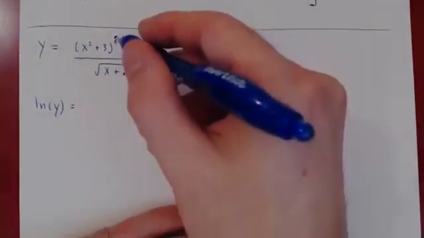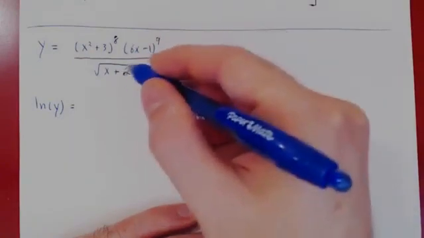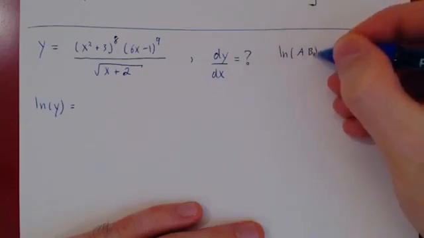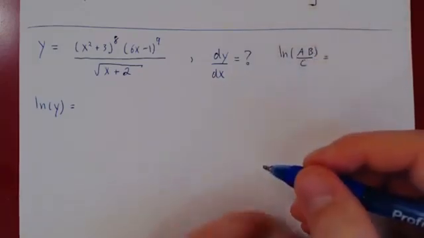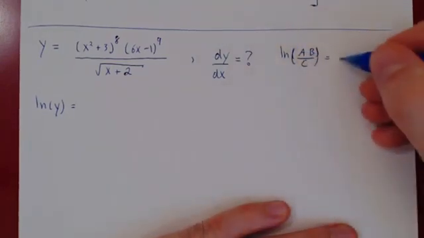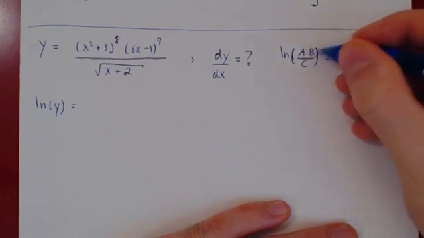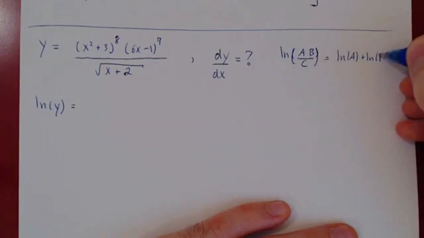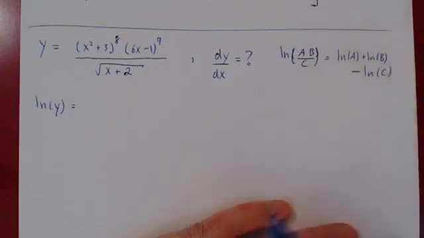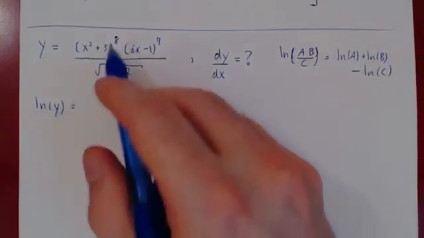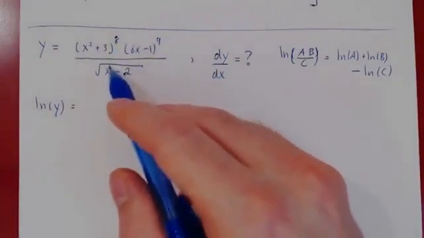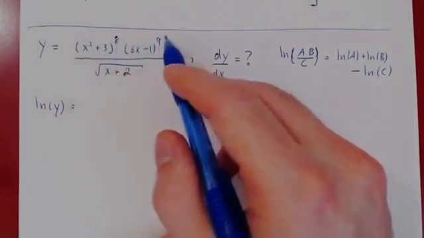But think of it, this is the ln of a times b divided by c. So imagine that you have this ln of a times b over c. Well, by properties of logarithmic functions, this will be ln of a plus ln of b. c is on the bottom, so it will be minus ln of c. So we'll have here, ln of y will be the ln of this, plus the ln of this, minus the ln of this, but each time, you see, we have an exponent on the expression.